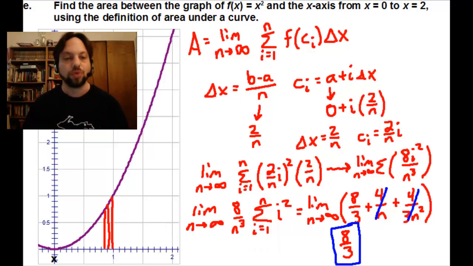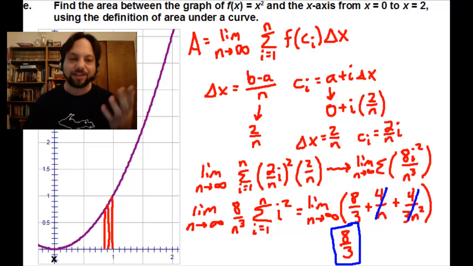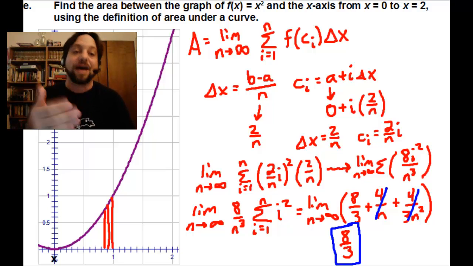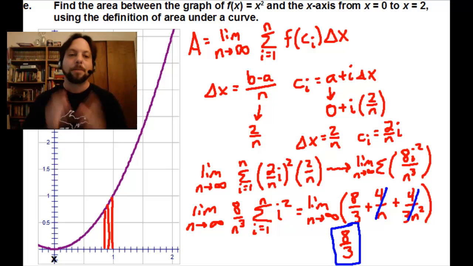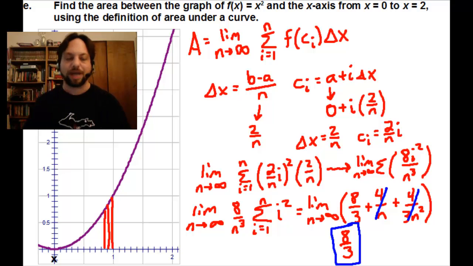Now, it's a little bit of work, and you have to think quite a bit to get this to work out for you. You got to figure out what is delta x, and based on that, what is c sub i, and based on that, what is f of c sub i. But if you plug everything in and do your math correctly, it will work out for you.